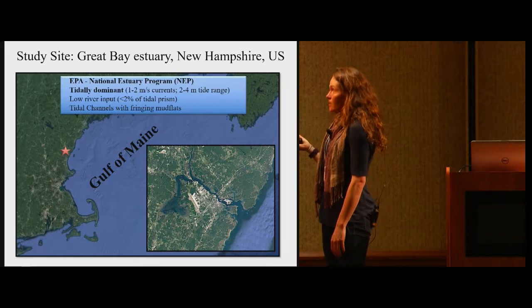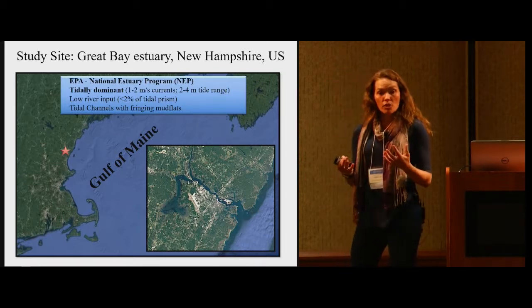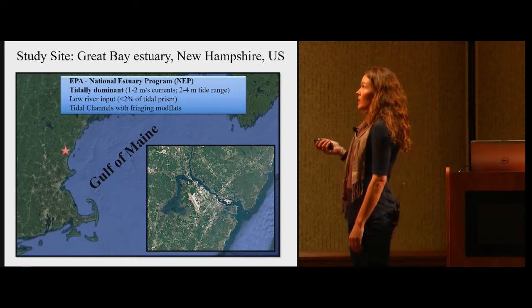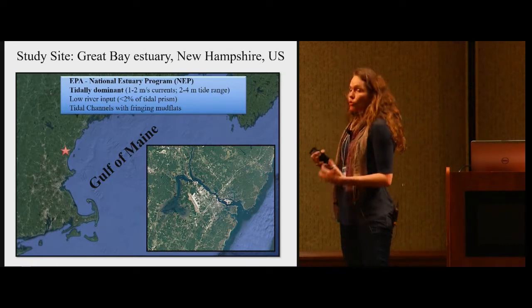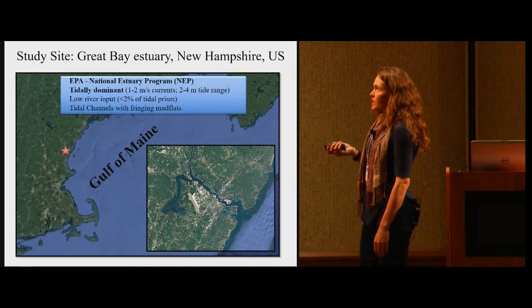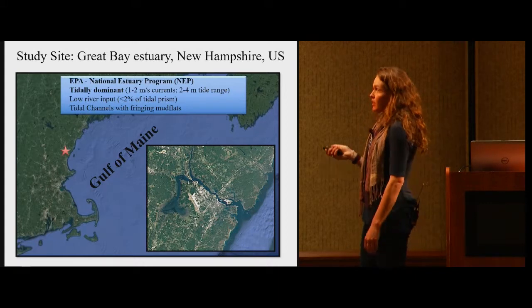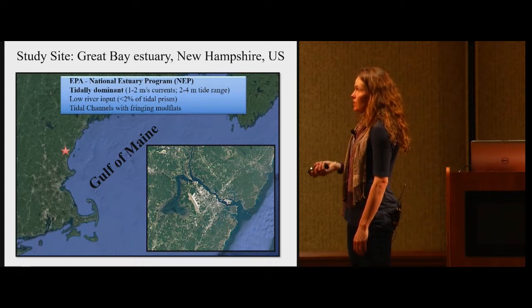As I said, it's tidally dominant. You have currents on the order of 1 to 2 meters per second, which is really fast for a coastal environment. And its tide range is on the order of 2 to 4 meters, so it's like 3 to 12 feet. It has relatively low river input, less than 2% of the tidal prism, despite the fact that it has 7 rivers that feed into it.